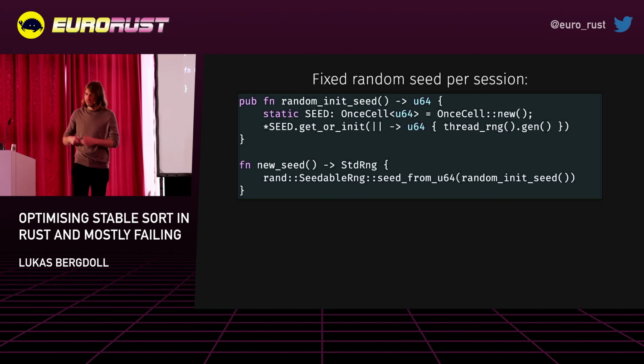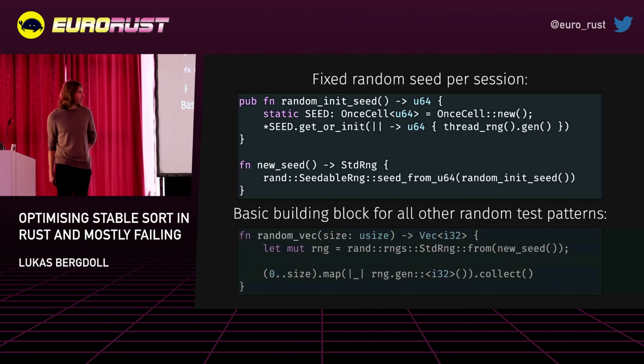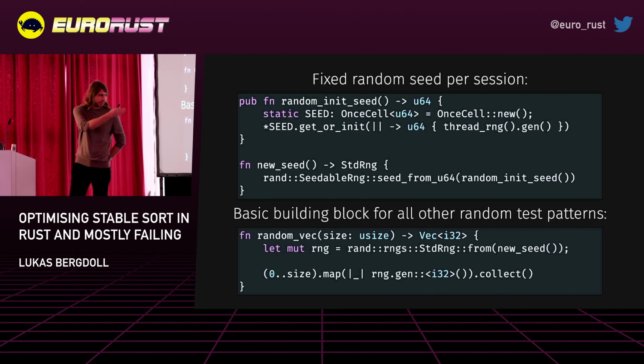I used the rand library, probably the most popular random number library for Rust. I initialized this one value, a seed, and then used that as my building block for all other randomness. This random vec function produces a vec of i32, and it gets seeded with this fixed seed.